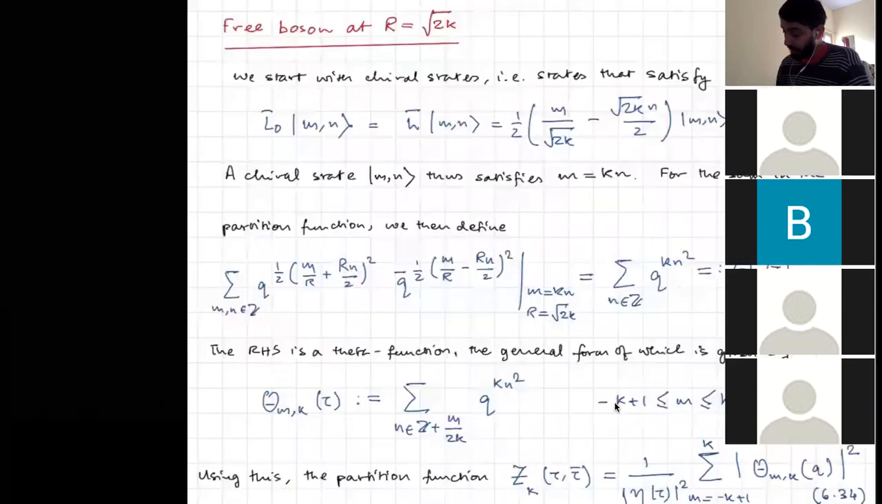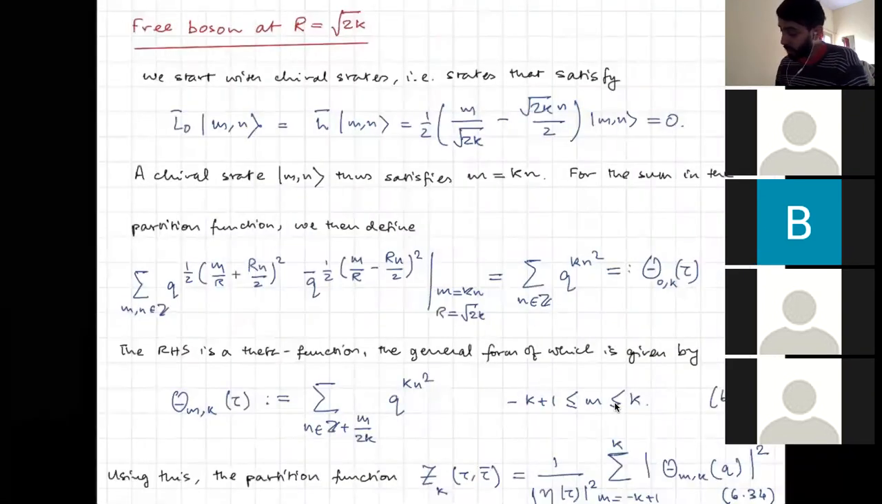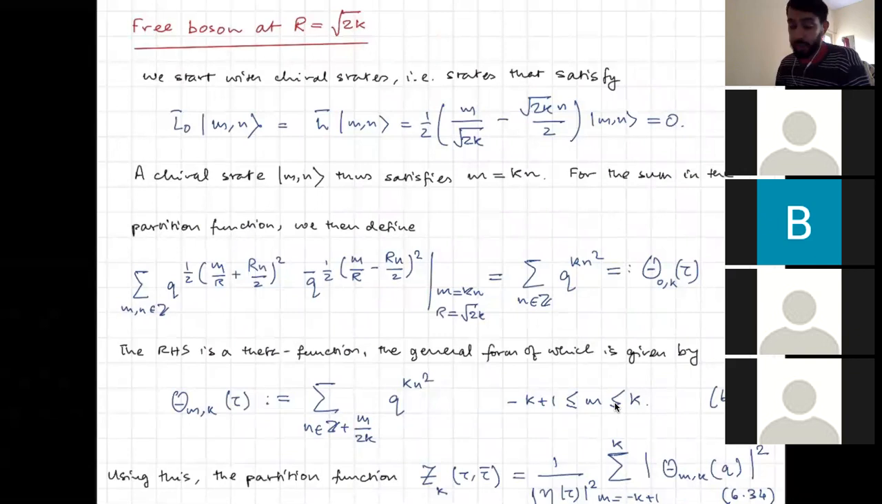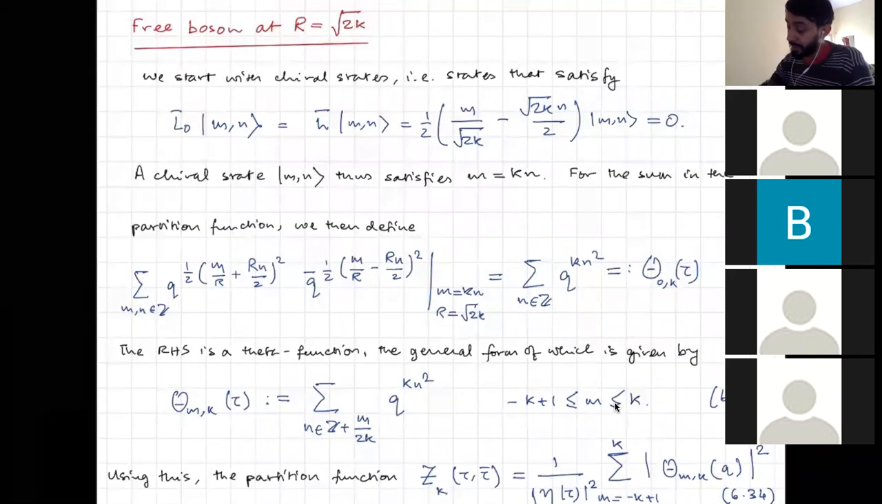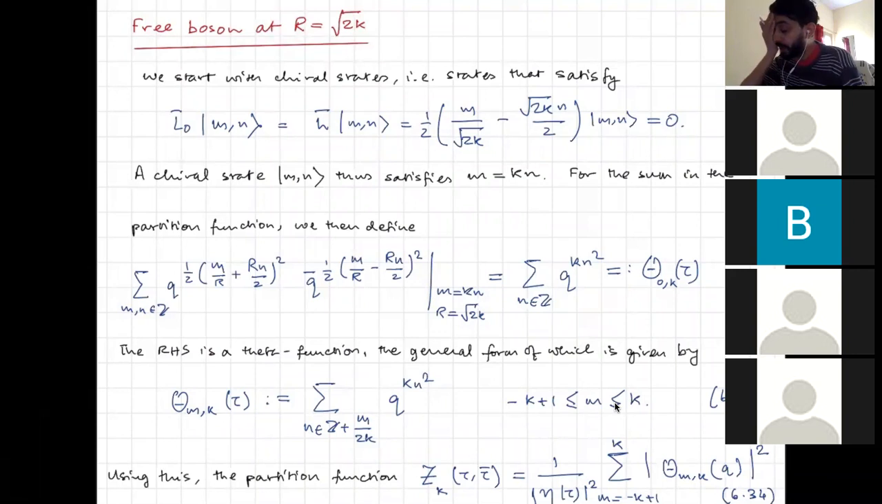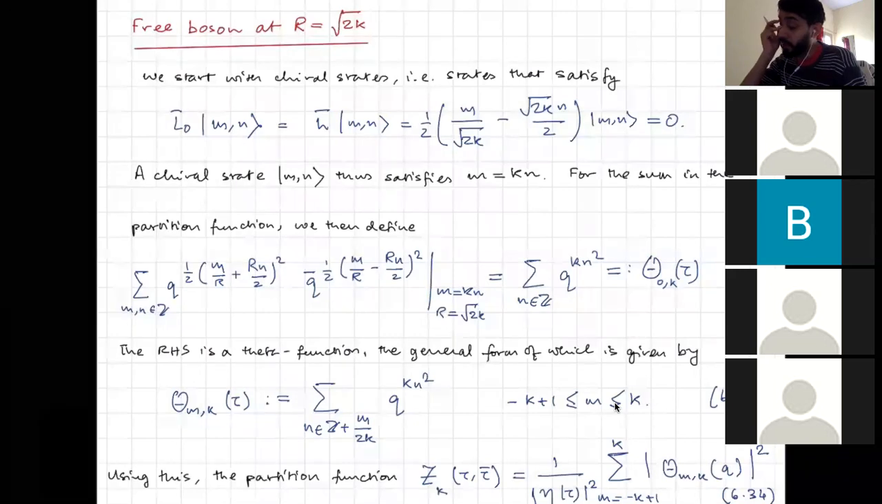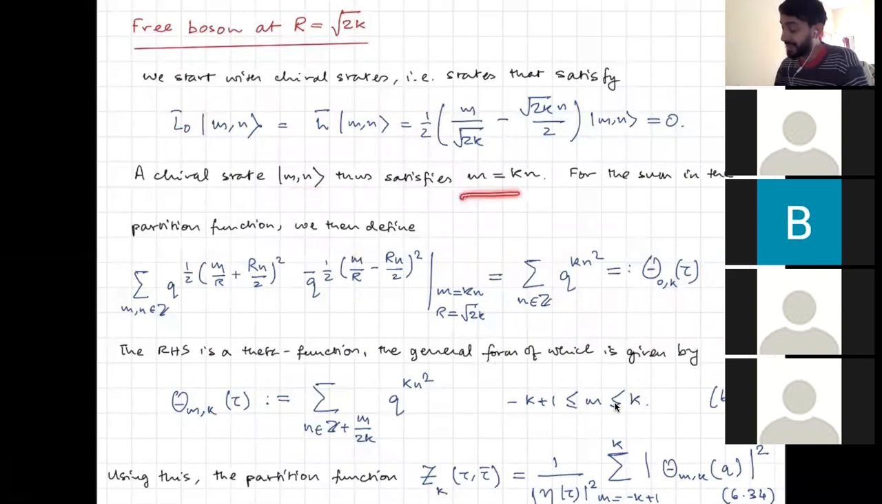Very good. So we did this, and at the end, I didn't quite get to this, but I wanted to say a little bit more about free bosons when R is equal to root 2k. In that case, we're going to start off with chiral states, which are annihilated by L naught. That just means that you are going to have a spectrum of states that satisfies M is equal to Kn.